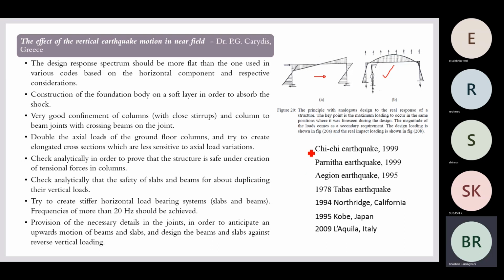So which earthquakes had a severe vertical component? If you want to design a structure considering the vertical earthquake, then you should take all these time histories in which the vertical acceleration is a significant component. So Kobe earthquake, L'Aquila earthquake, Chi-Chi earthquake, Parnitha earthquake, then Aegean earthquake, Northridge, California. So all these earthquakes you should consider as time histories for the vertical earthquake condition. Yes, they were very severe in the vertical direction.